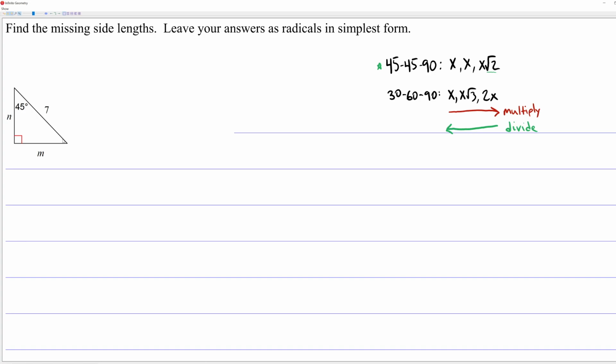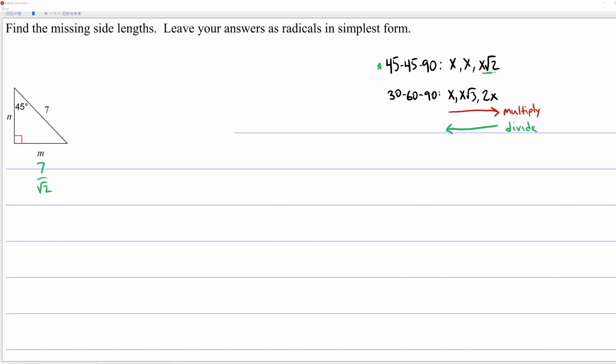In this 45, 45, 90 triangle, we were given the hypotenuse. So what we're doing is we're starting with the largest side. We're starting with x square root 2. So to go backwards, I need to divide. So if I have x square root 2 and I want to turn it into x, well, you divide by the square root of 2. So m is 7 divided by the square root of 2.